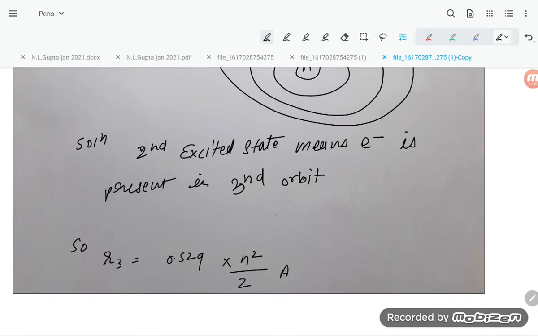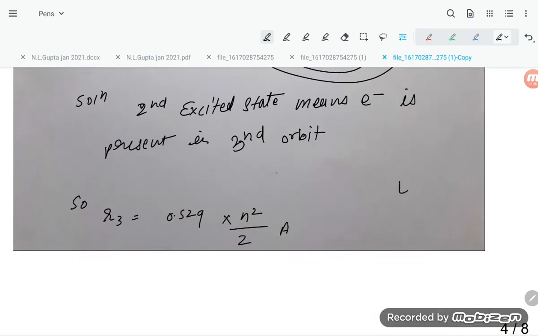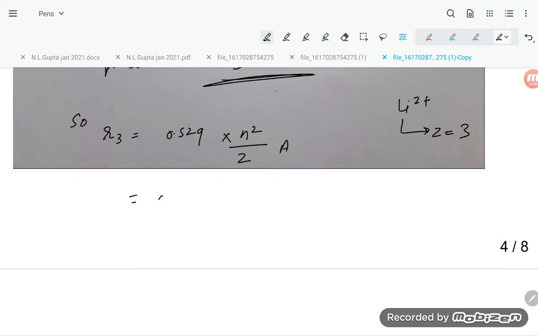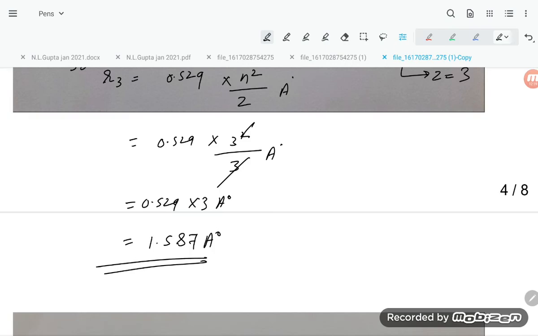Okay, so which atom is there, student? Here you see lithium 2 plus is there. So for the Z value, what is the atomic number? 3. The n value, as already calculated, is the third orbit. So 0.529 into 3 square upon 3 angstrom. The 3 cancels out with one of the squares, so 0.529 multiplied by 3 angstrom. How much is it coming? It is coming 1.587 angstrom, students. This is our required answer.